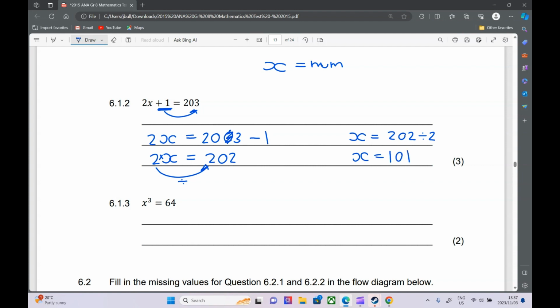Okay, just be careful in a question like this. If there's a number, like we had this 1 here, so if there's that number and then there's something in front of the x, make sure you get rid of the number first and then you do the division. Okay, and then the final one we've got is a cube one.